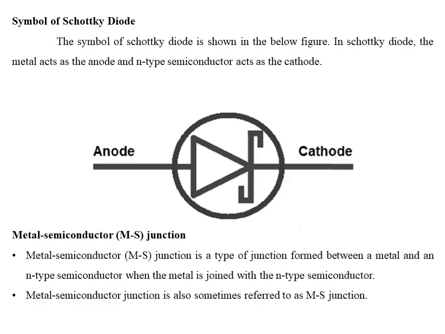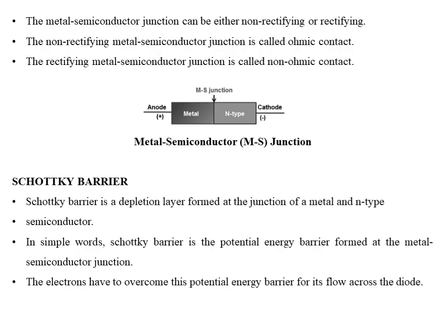Metal semiconductor junction. Metal semiconductor junction is a type of junction formed between a metal and an N-type semiconductor. When the metal is joined with the N-type semiconductor, the junction is also sometimes referred to as MS junction. The metal semiconductor junction can be either non-rectifying or rectifying. The non-rectifying metal semiconductor junction is called ohmic contact. The rectifying metal semiconductor junction is called non-ohmic contact.